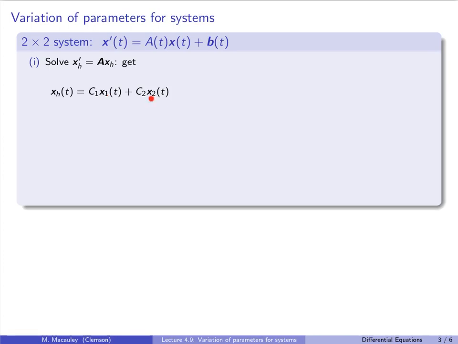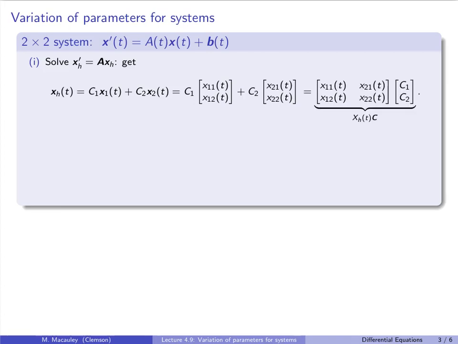Now x1 and x2 are vectors, so I'm going to write these in vector notation. I'll write this as c1 times the vector x11 on top and x12 on the bottom, and c2 times x21 on top and x22 on bottom. And now in matrix form, I can write this as the matrix of these entries, x11, x21, x12, x22, times the vector C, consisting of entries C1 and C2.